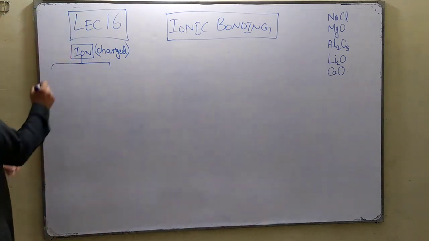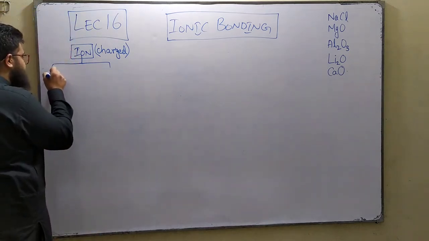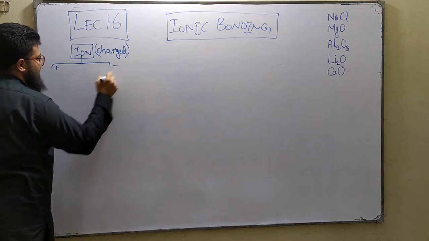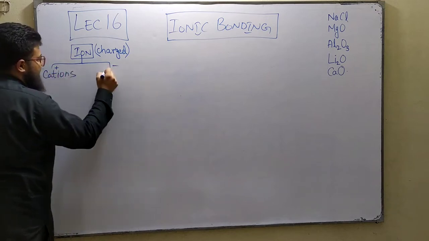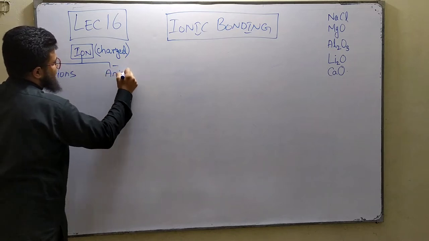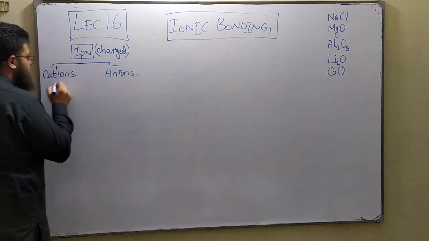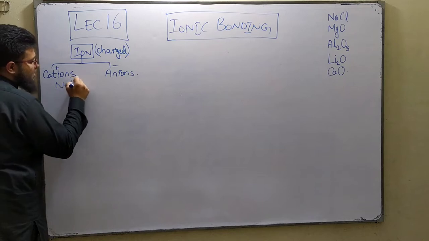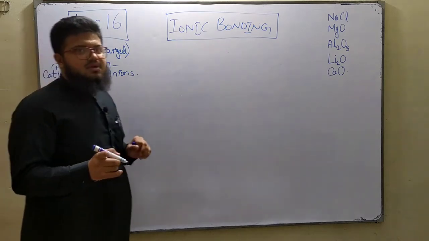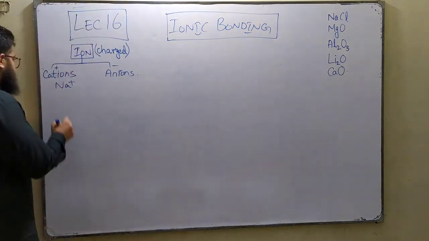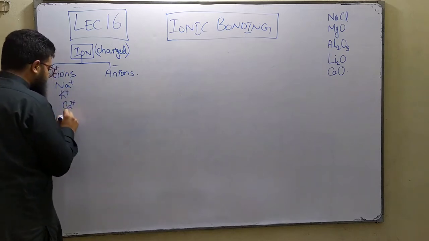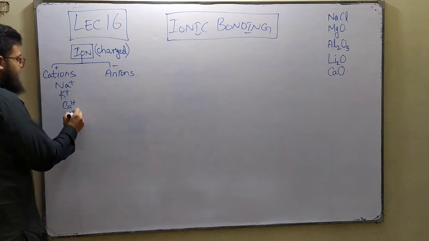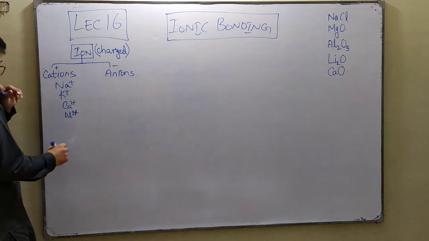Okay, so now ions are actually of two types. There are positive ions and negative ions. The positive ones are called cations, and the negative ones are called anions. As you guys know from your O levels, examples of cations include all the metals, metallic ions. Group 1 metals, sodium, potassium, and group 2 metals, calcium. Group 3 metal, aluminum. Metals mainly form positive ions.